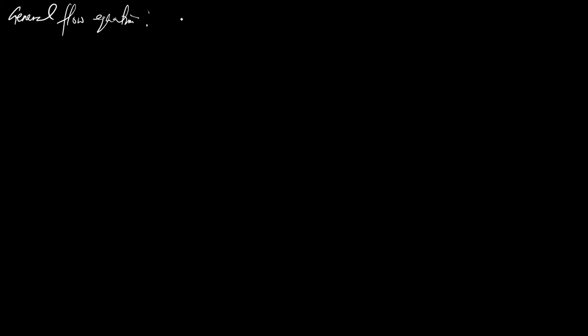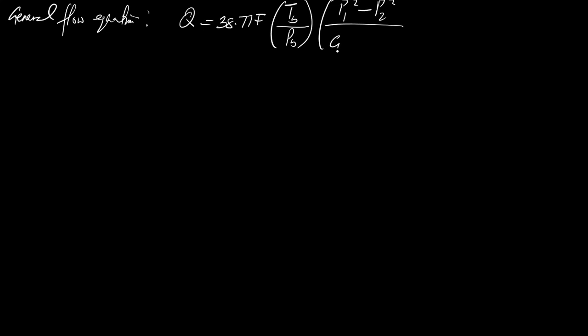which states that Q is equal to 38.77 F times bracket open base temperature divided by base pressure times bracket open P1 square minus P2 square divided by gas gravity times gas temperature, sorry, divided by the length of the segment divided by the compressibility, all raised to power 0.5 times D raised to power 2.5.